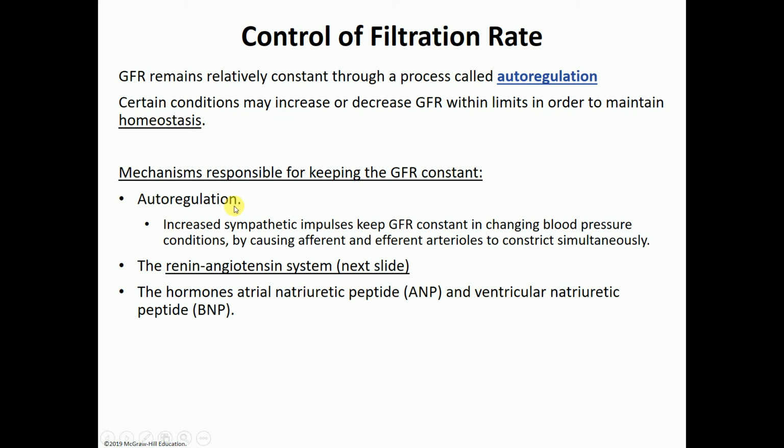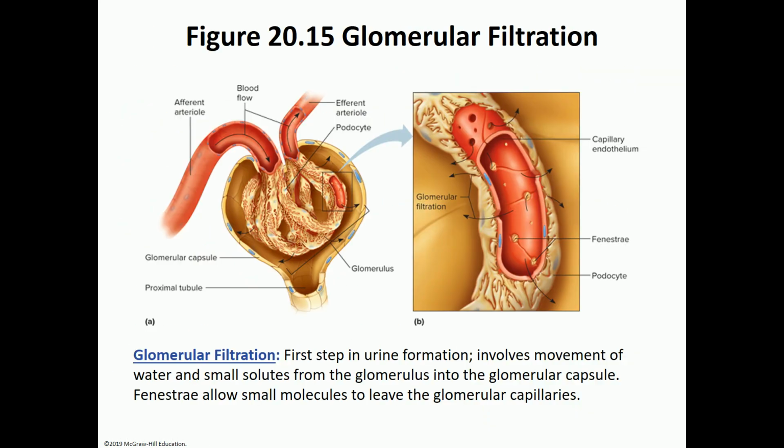I want to get to this autoregulation here for a minute before we talk about the renin-angiotensin system. So I'm going to go back a couple of slides and take a look at how the sympathetic nervous system can regulate filtration by changing the diameters of these blood vessels. So usually the afferent arteriole has a bigger diameter than the efferent, which means that more blood is going in than is leaving. And that leads to a higher hydrostatic pressure and helps in the filtration process.